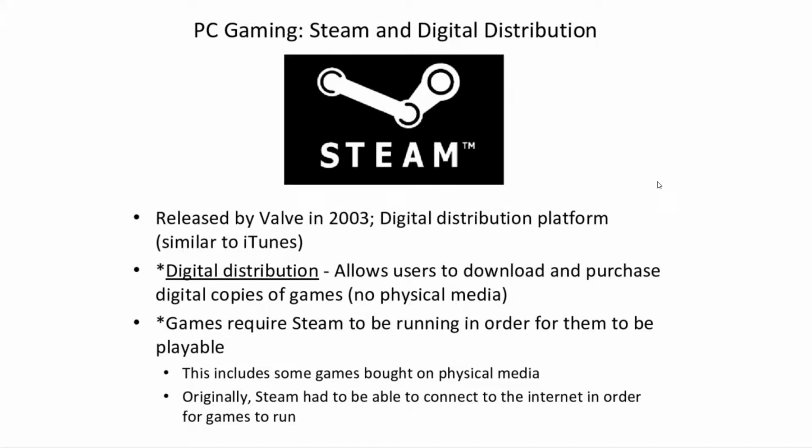It's similar to iTunes. iTunes was first in 2001 with the first iPod. That was one of the first big mainstream ways people got used to the idea of digitally purchasing their media as opposed to going to the store and buying a CD. And it's a big change. Digital distribution is simply allowing users to download and purchase digital copies of games or movies or music or whatever it is. So no physical media.